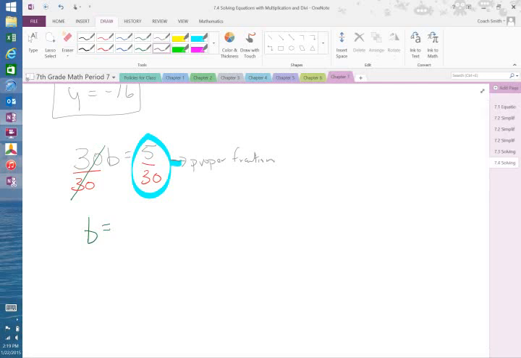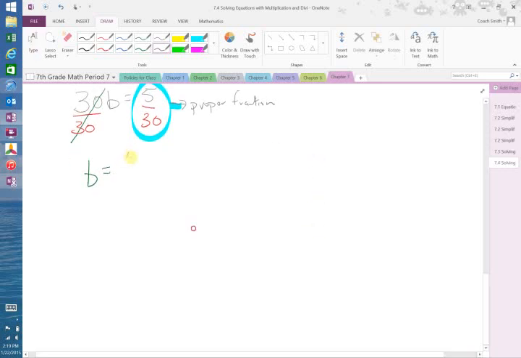So, Brandon, what do I have to do to proper fractions? It begins with an R, and it's not reciprocal. There you go. We reduce them. So, 5 over 30 can be reduced by 5. 5 goes into 5 one time, 5 goes into 30 6 times. So B is equal to 1 over 6.